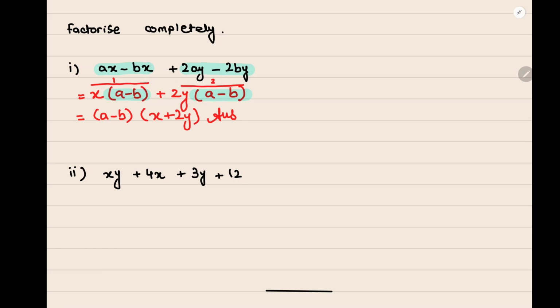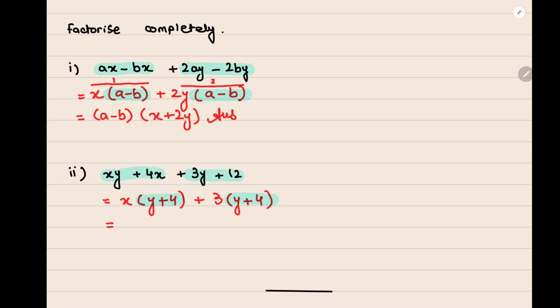Now for the second question, I will again make groups. This is my first group and this is my second group. Now, from the first group, again, I can take X common. Inside the bracket, I'm having Y plus 4. And from the second group, I can take 3 common. And inside, I'm having Y plus 4. Now you can see that my Y plus 4 and Y plus 4 is same.